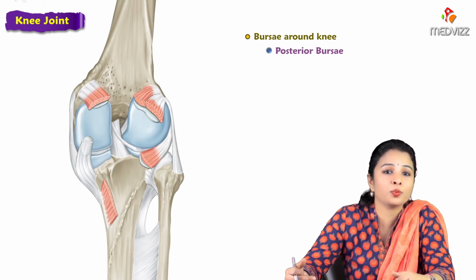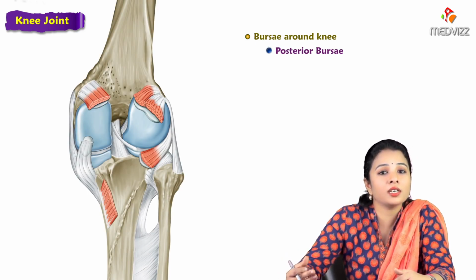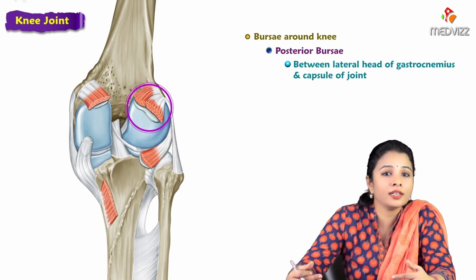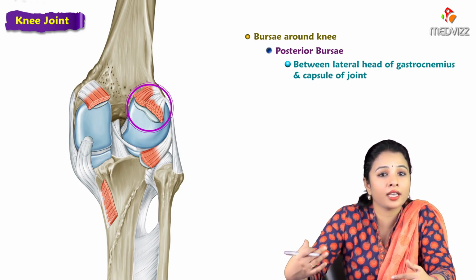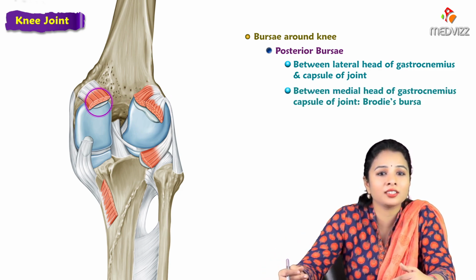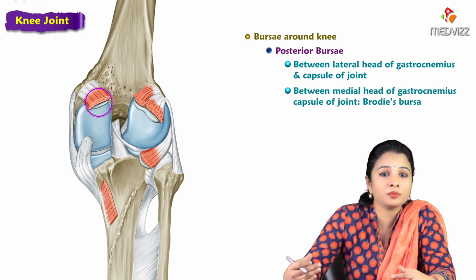Now moving on to the posterior bursae. There is a bursa between the lateral head of the gastrocnemius and the capsule of the knee joint on the posterior aspect, and one more bursa between the medial head of the gastrocnemius and the capsule of the knee joint, which is called Brodie's bursa.